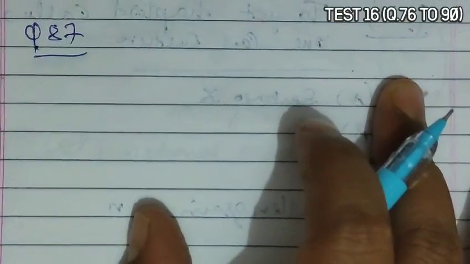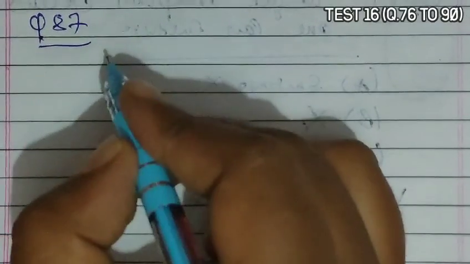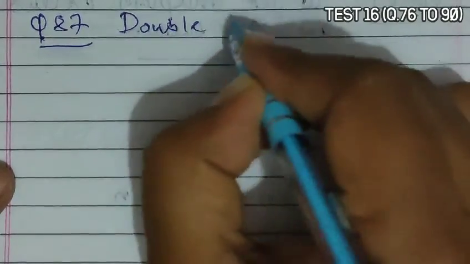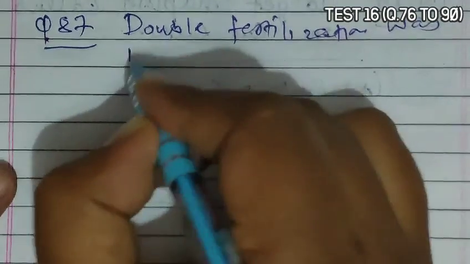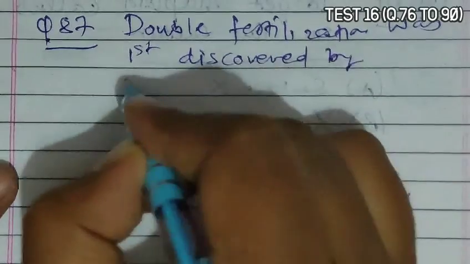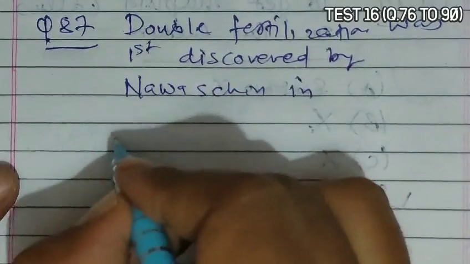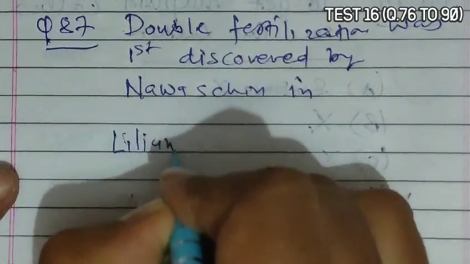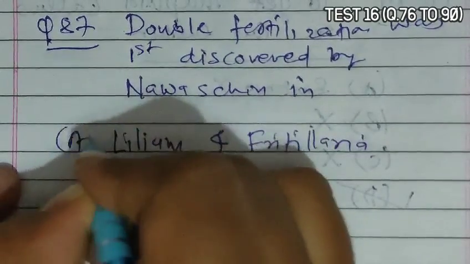Next is question 87. Question 87 asks that double fertilization was first discovered by whom. It was first discovered by Nawaschin in Lilium and Fritillaria. So option A is correct.